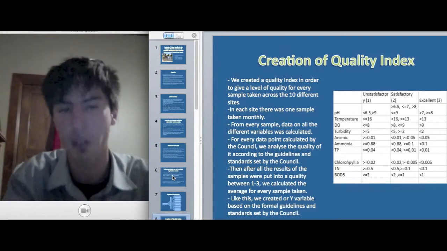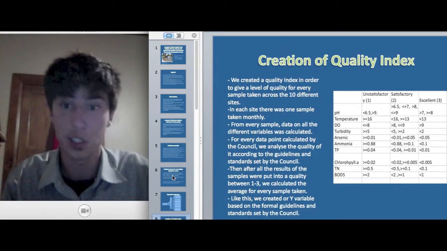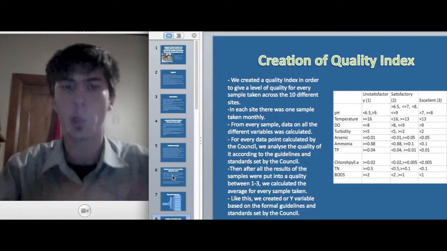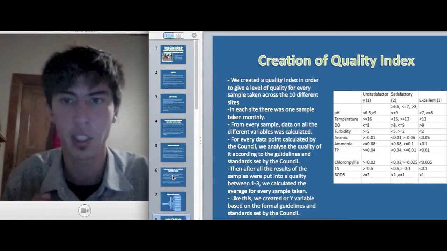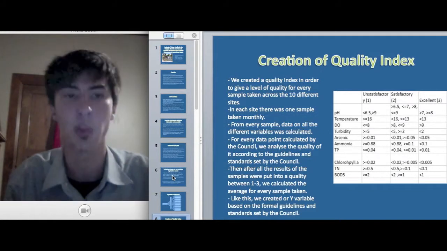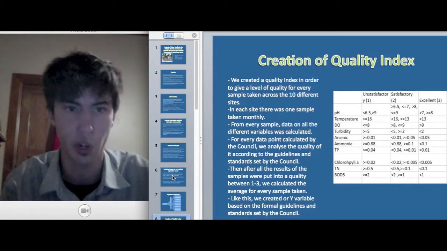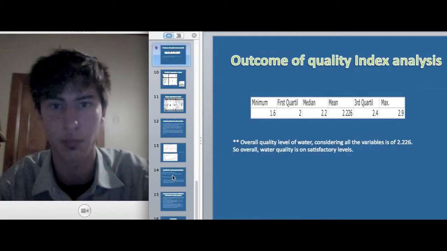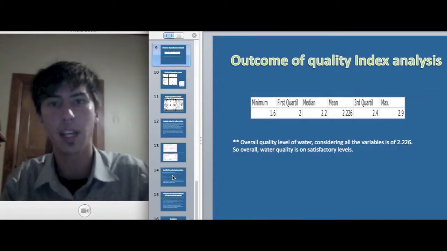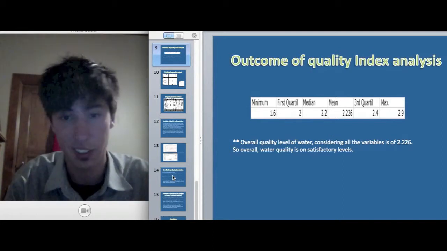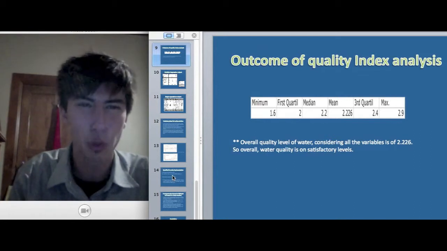The outcome of the quality index analysis is a bit of a statistical summary. The mean was 2.226, which means that overall the quality level of the water is in the satisfactory category according to the parameters set by the regional council. So a significant improvement has actually been made by the different authorities.